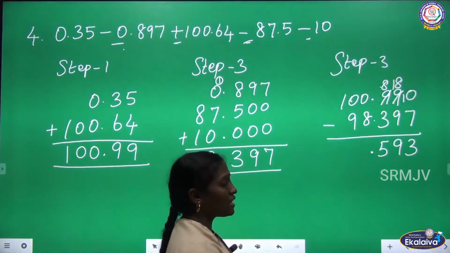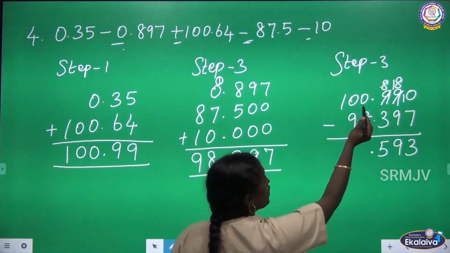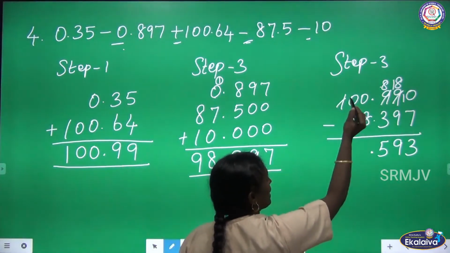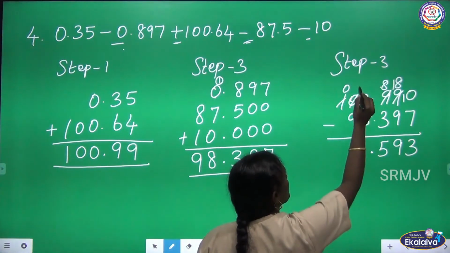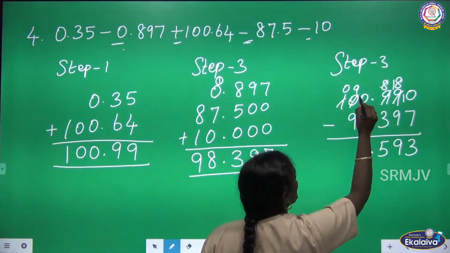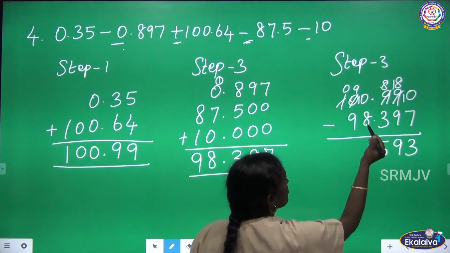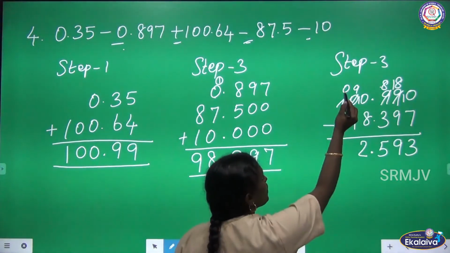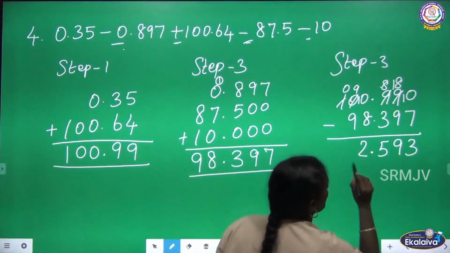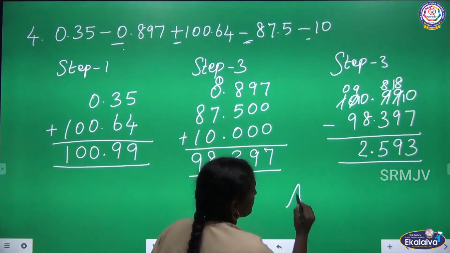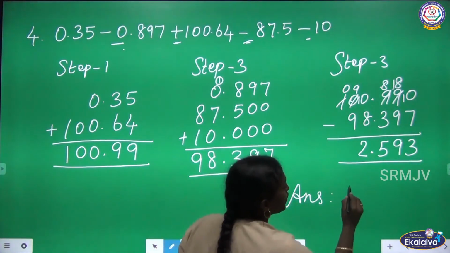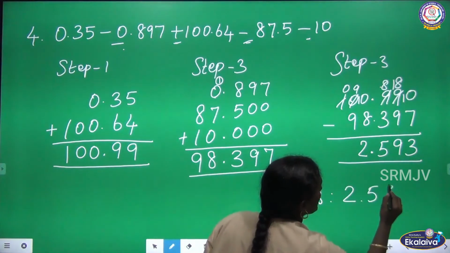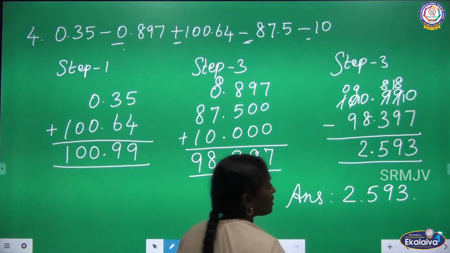0 minus 8, we can't do the subtraction, so we have to borrow from 1. 1 will become 0. This 0 will become 9. This 0 will become 10. 10 minus 8, that is 2. 9 minus 9, 0. In 100 place also 0. So this is the final answer. The answer is 2.593. Okay.